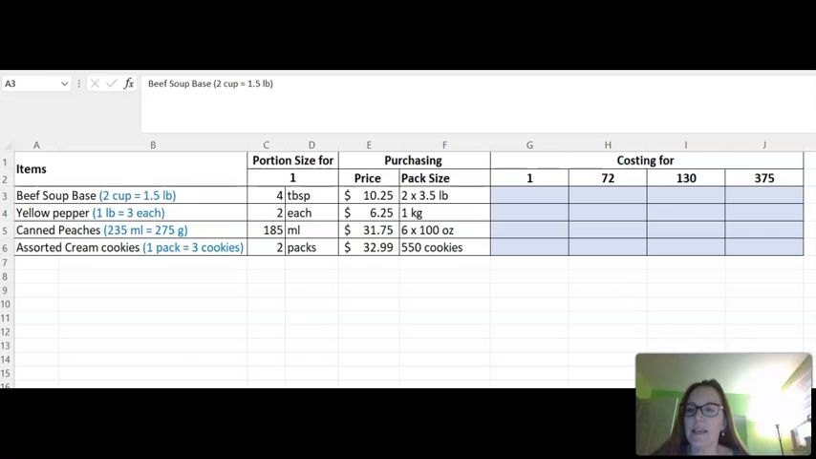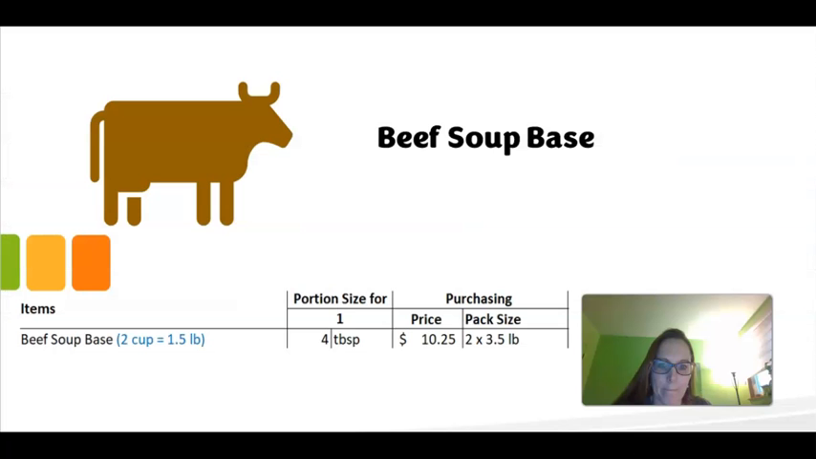For the first part of today's lesson, we will be costing beef soup base, yellow peppers, canned peaches, and assorted cream cookies. And you'll notice the blue writing here. These are our weight equivalencies. The first thing we're going to do is calculate the cost for one portion for each of our items. Before we do our formulas in Excel, we must do our written calculations first.